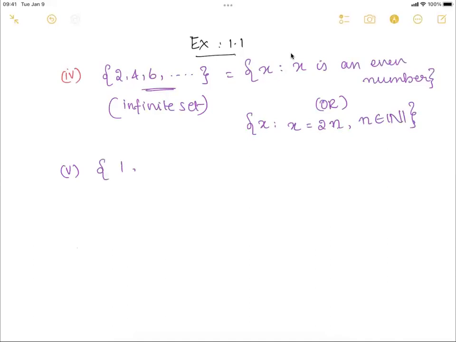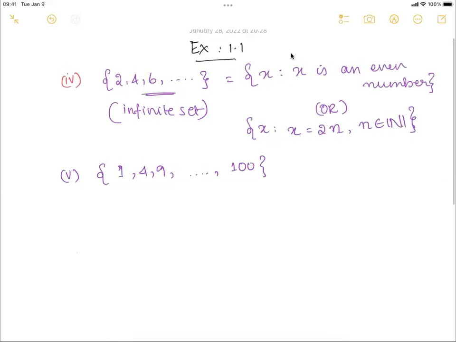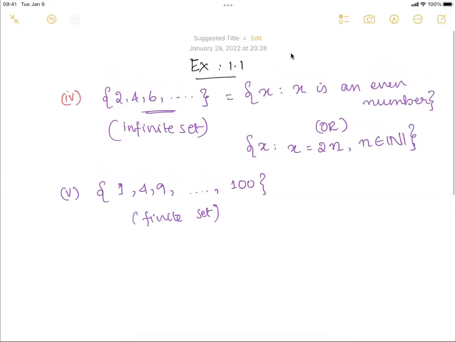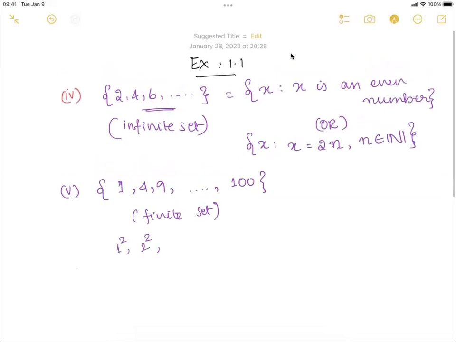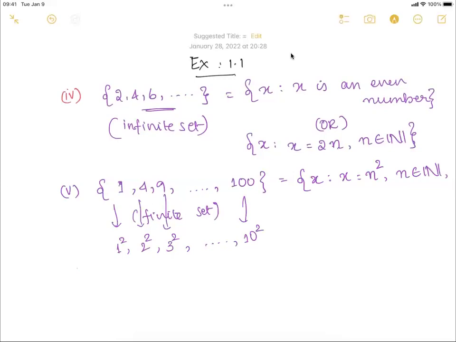The fifth one is 1, 4, 9, and so on, up to 100. So this is a finite set because the number of elements here in the set is finite. And the pattern here is very clear. So you have 1 square, 2 square, 3 square, and so on, and 10 square, right? So you can write this as a set of all x such that x is equal to n square, and n belongs to the set of natural numbers, and n is less than 11.